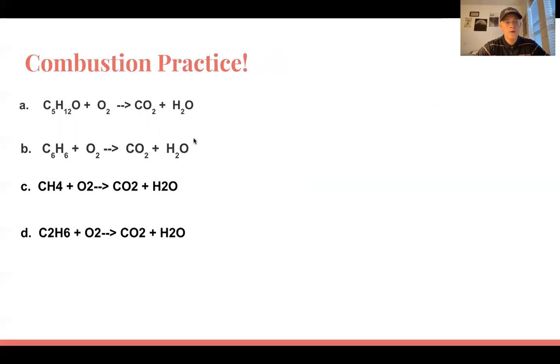And here are 4 pretty simple fuel and oxygen combustion reactions. And these are all complete combustion, so we know that all of the carbon is turning into carbon dioxide. So what you're going to do is go through all of them, balance them out, and make sure that the stoichiometric ratios are at their lowest common denominator. And we'll do about 2 minutes for this one.